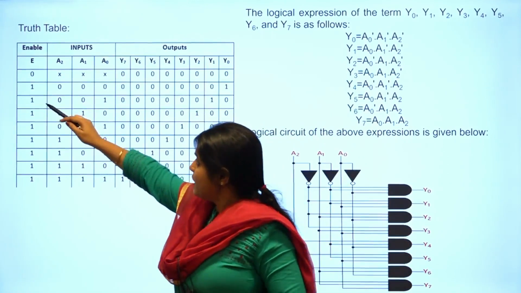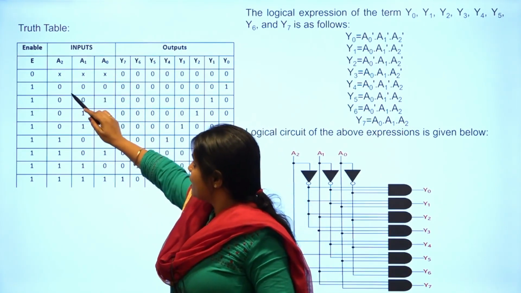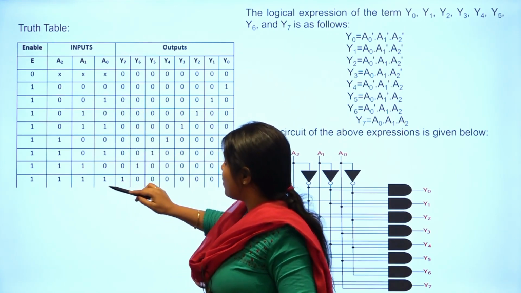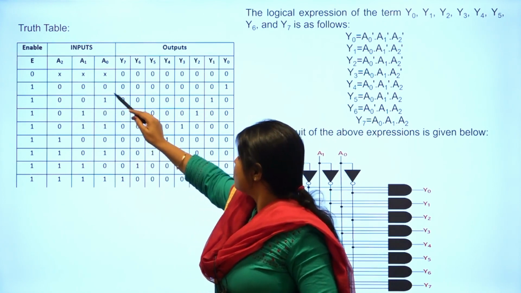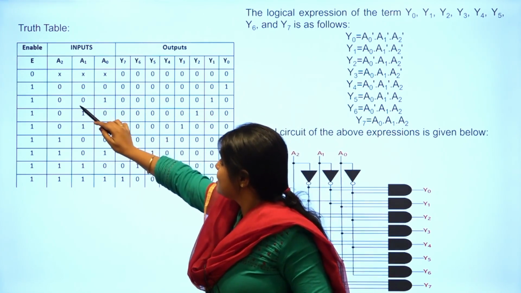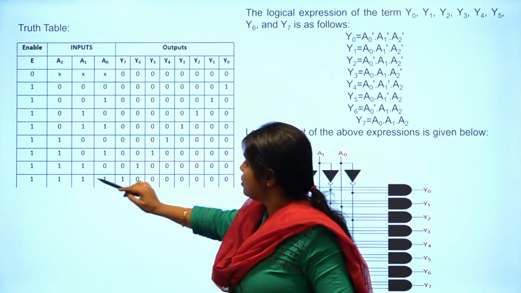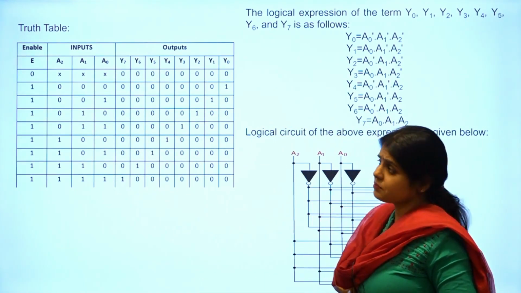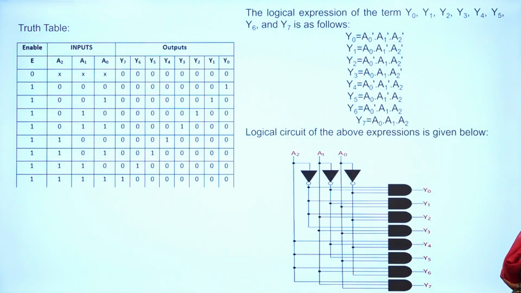Only if enable input is 1, for all 8 combinations of A0, A1, A2, that is 0, 0, 0 to 1, 1, 1, one of the outputs will be high. If it is 0, 0, 0, Y0 will be high; 0, 0, 1, Y1 will be high; 0, 1, 0, Y2; and 1, 1, 1, Y7. From the given truth table, these are the logic expressions. Using these logic expressions, we have designed the combinational logic circuit.